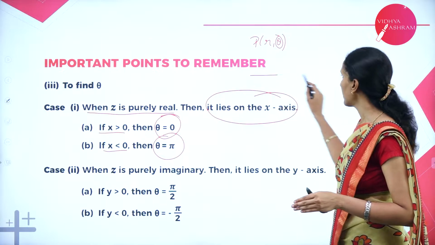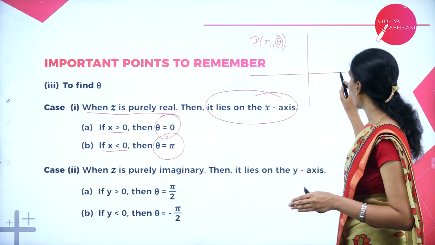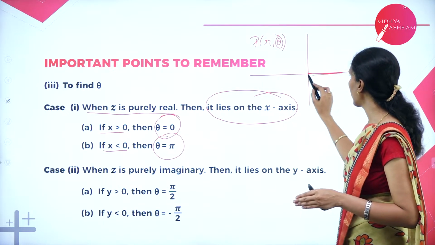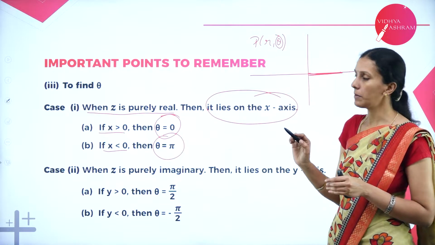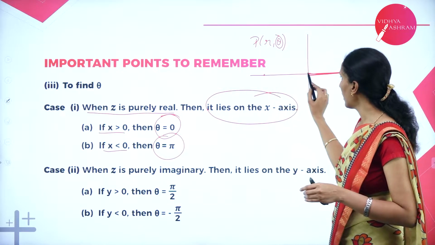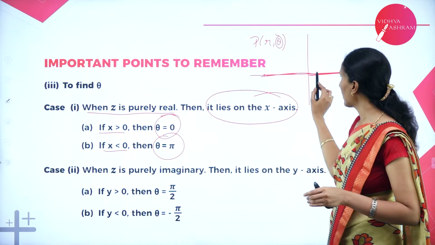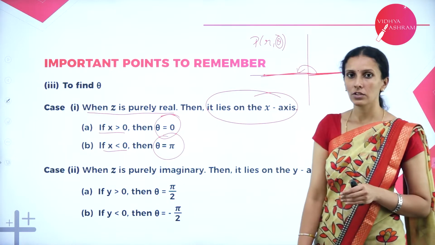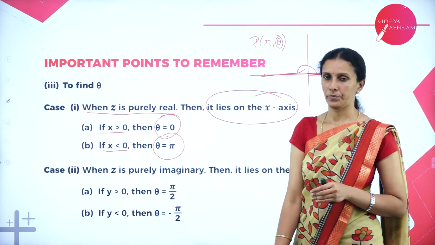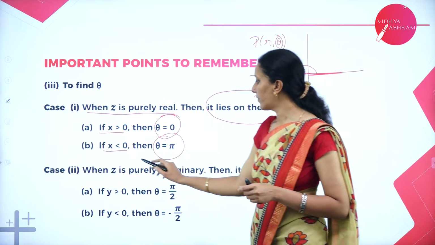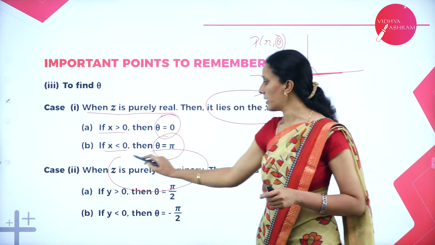That is, if this is the x coordinate, if a point lies here, then the angle here will be 0. That is, theta will be 0. If a point lies here, then the angle is here. That is nothing but 180 degrees. Therefore, it is pi.